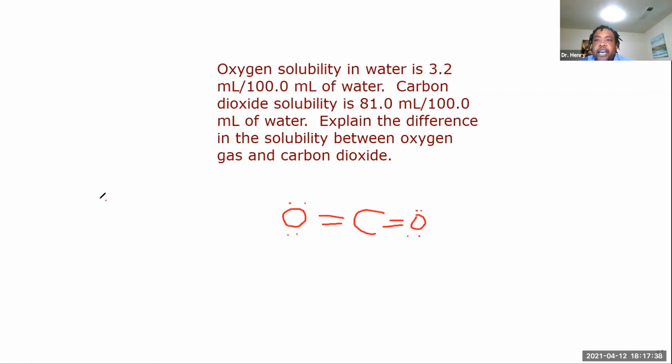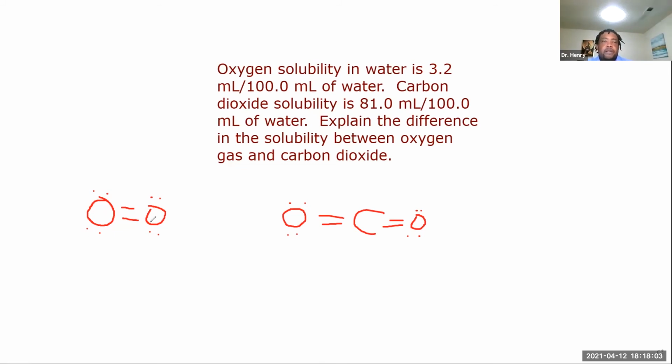And then oxygen gas, what is the chemical formula for oxygen gas? O2? O2, right? So it's also double bonded. Okay, so now look at the bond between, let's say, the O and the O. They're going to be exactly the same.